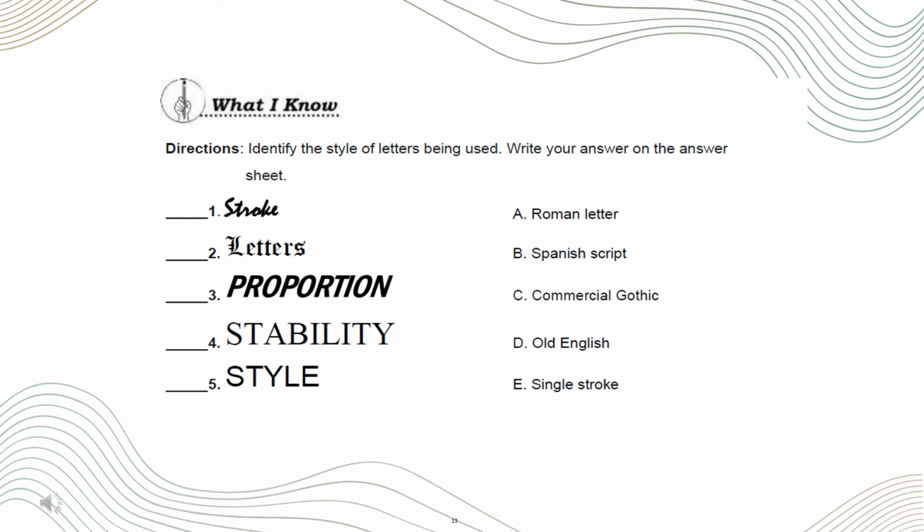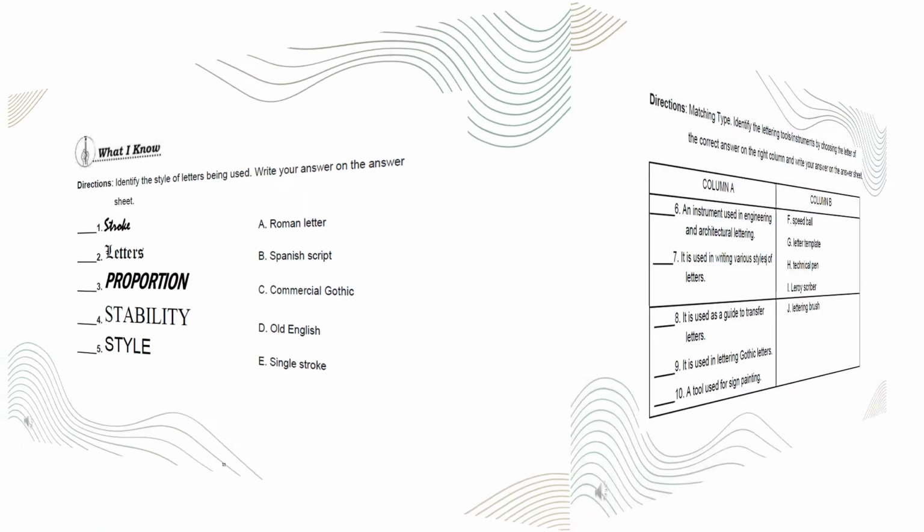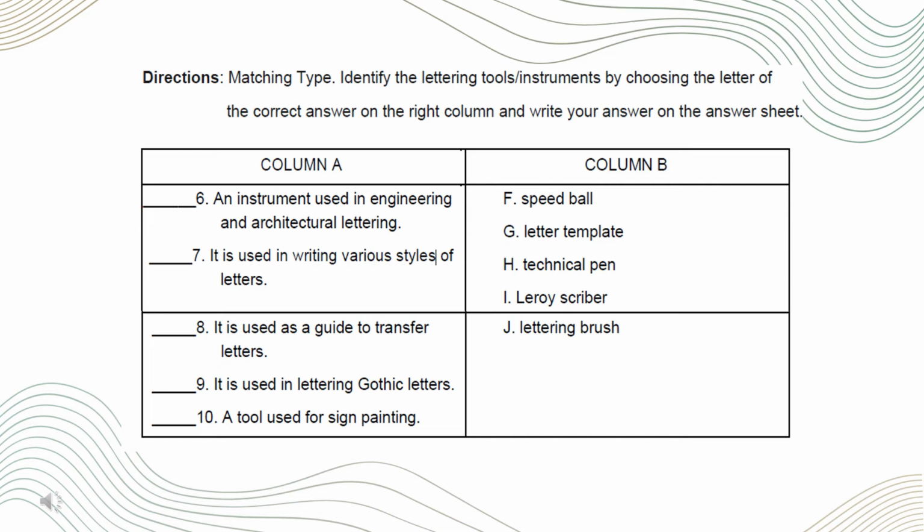What I know. For the direction, identify the styles of letters being used. Write your answer on your answer sheet. For the numbers 6 to 10, identify the lettering tools or instruments by choosing the letter of the correct answer on the right column and write your answer on your answer sheet.